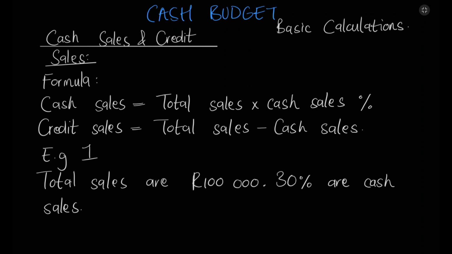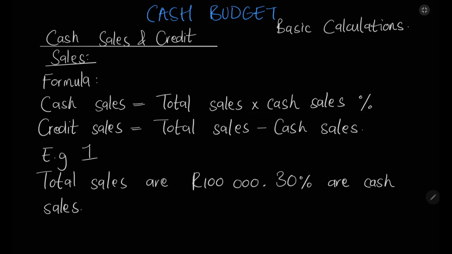So in terms of the cash sales and credit sales, you might be given the percentage of sales that are cash sales. And I've written down the formula. You don't really need to know these formulas by head. You just need to know how to multiply. So for cash sales, you have to say total sales times cash sales percentage. Then for credit sales, you have total sales minus cash sales.